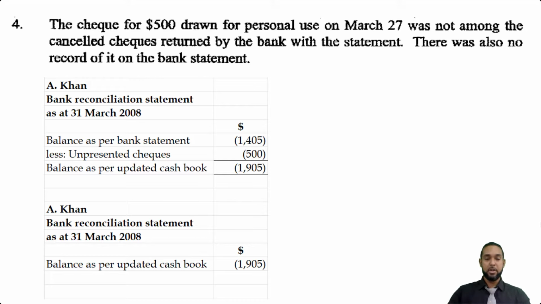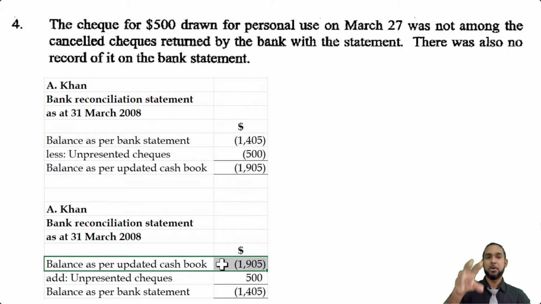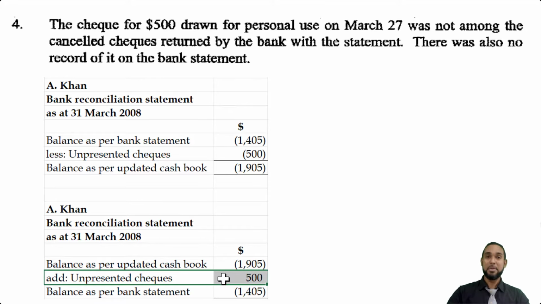So here, we're going to remove it by adding back the unpresented check, and we're going to get negative 1405. So again, this is how I do it, because I approach it from an arithmetical and a contextual perspective. We have a negative balance, and we're putting money back in. So it's like a negative plus a positive. So we're going to get a less negative balance, right?